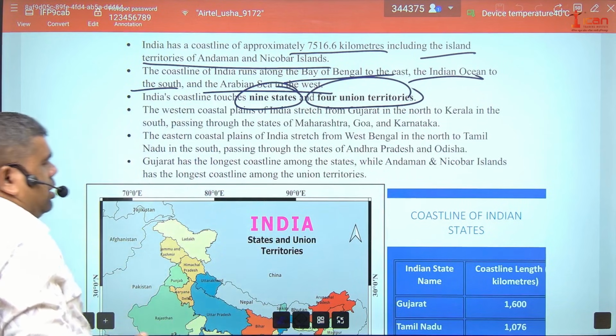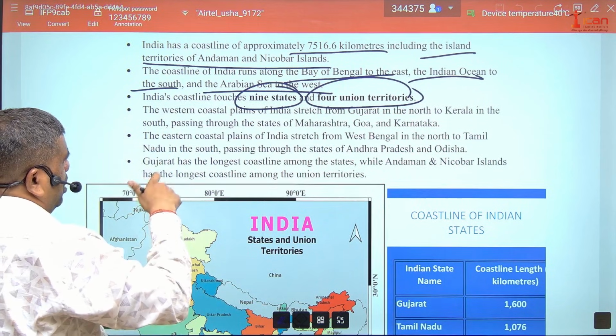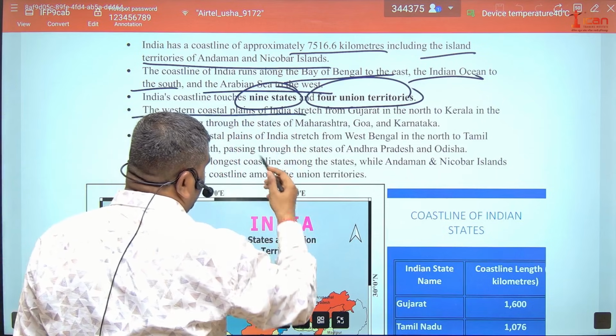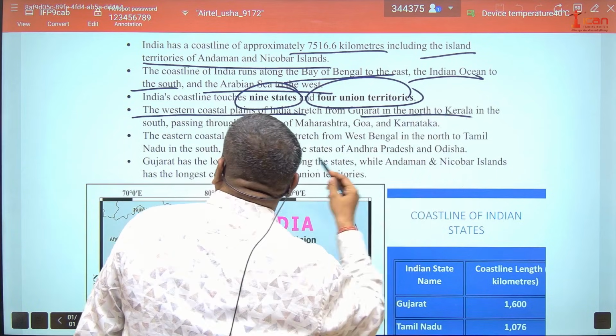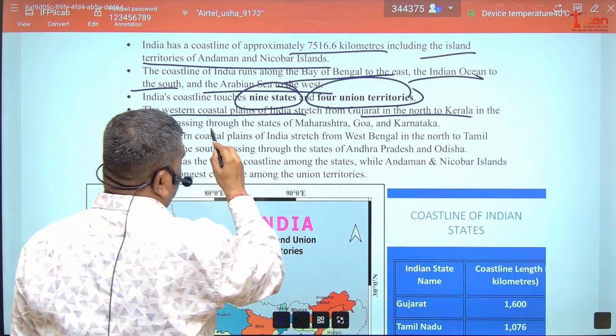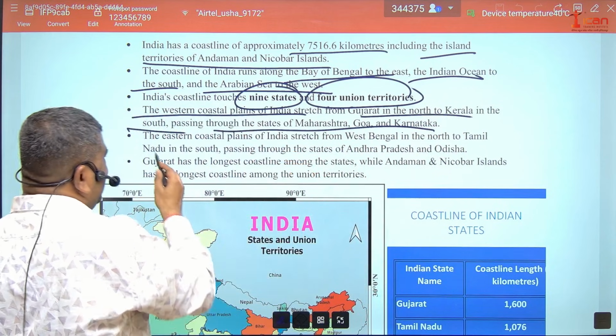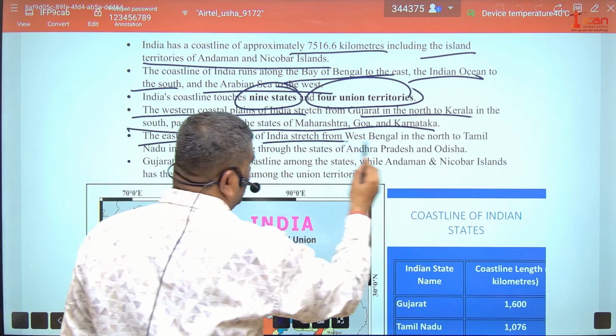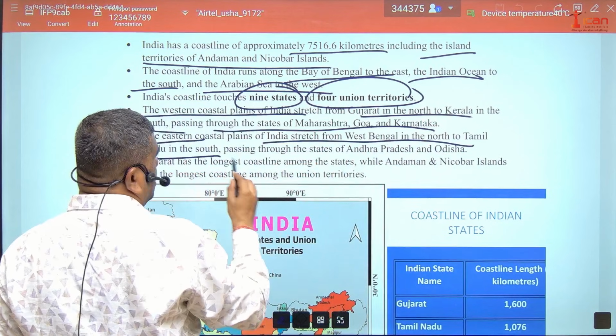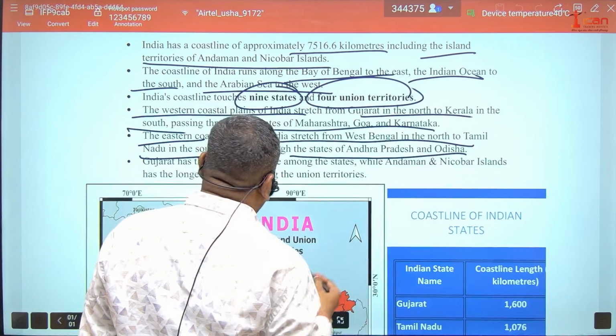Now if you look at it very carefully, there are 2 plains: the western coastal plains, so from Gujarat in the north to Kerala in the south, and they pass through the states of Maharashtra, Goa, and Karnataka. We'll have a look at it. Then there are the eastern coastal plains, which stretch from West Bengal in the north to Tamil Nadu in the south. They pass through the states of Andhra Pradesh and Odisha.